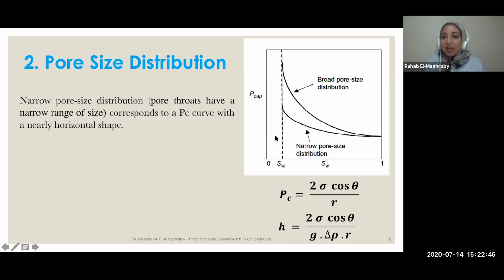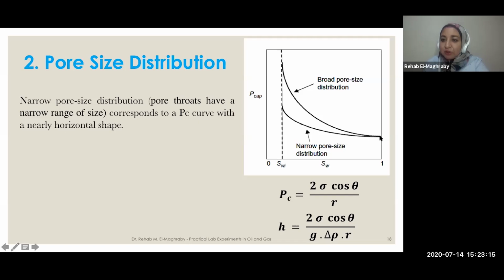At one capillary pressure measurement, what will happen to your curve? Your curve will be horizontal. A horizontal curve means that the pores are nearly the same size, so there is no wide distribution of pores, no variation in your pore size. So the more horizontal your curve, the narrower the pore size distribution.